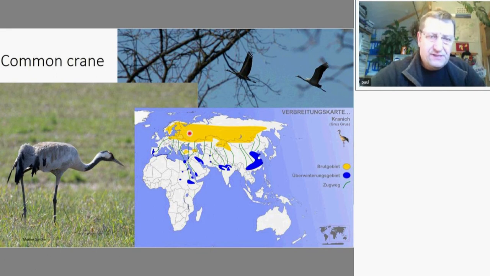This is the summer migration area of the birds, and this is the winter area of the cranes. So they should be flying across your head in central Eastern Europe and Southern Europe just these days, I guess. In my area, they arrive approximately at the end of April, beginning of May, depending on the snow conditions and these things a little bit.